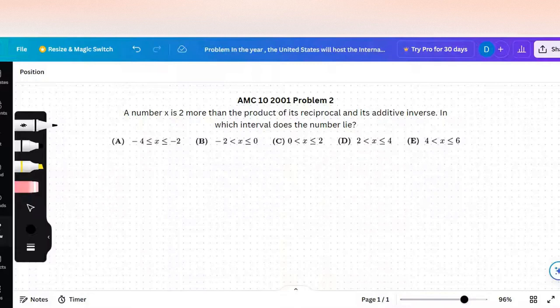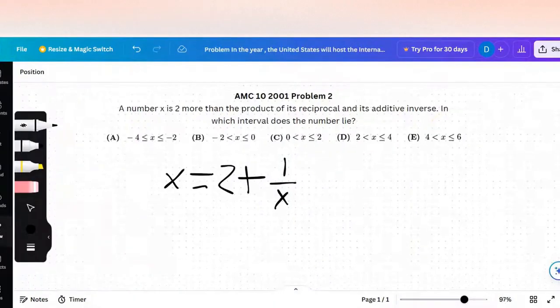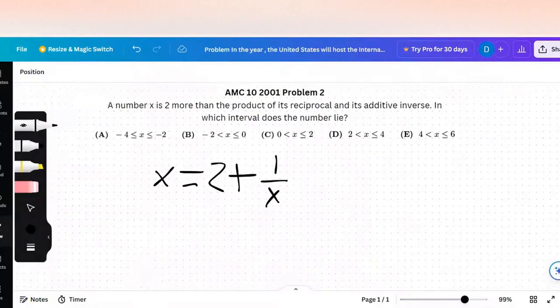A number x right here. And whenever you have "is," it's basically an equal sign in math. X is equal to 2 more than the product of its reciprocal. We know what a reciprocal is. The reciprocal of a number is just 1 over the number.